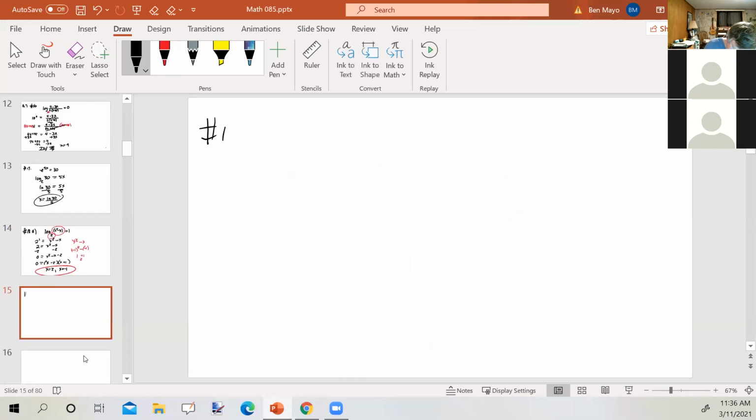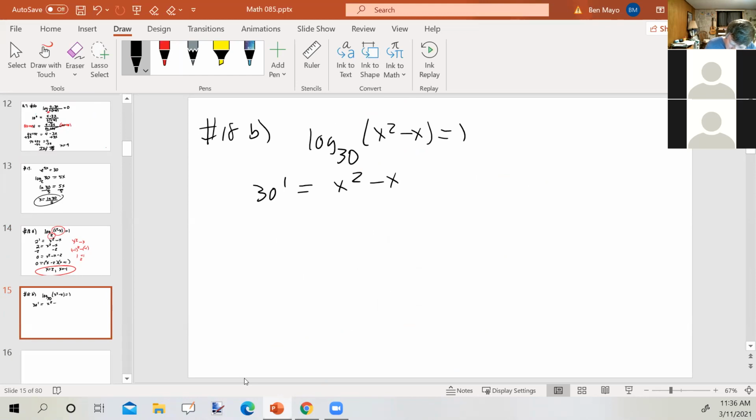Here's number 18, part B. It says log base 30 of the quantity x squared minus x equals 1. Very similar. So now we've got 30 to the 1 power equals x squared minus x. 30 equals x squared minus x. Subtract 30 from both sides. 0 equals x squared minus x minus 30.